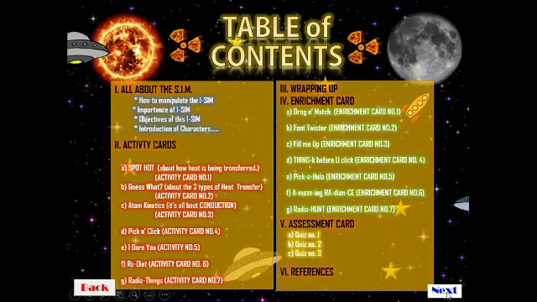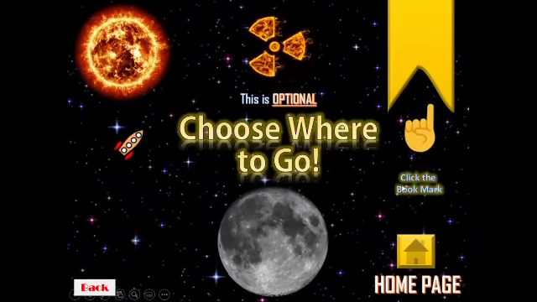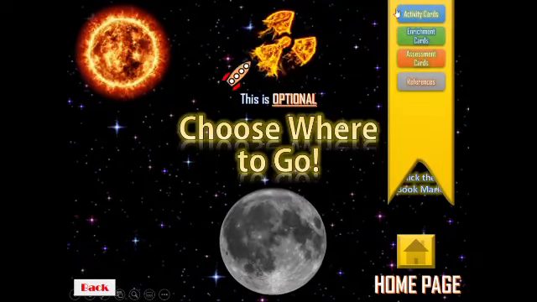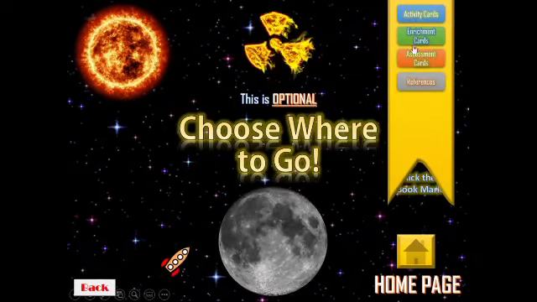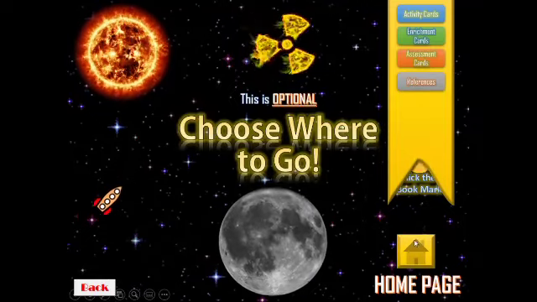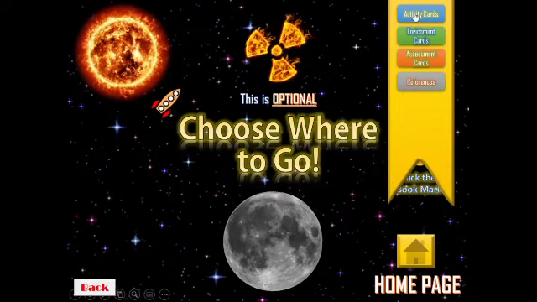And next, we have the table of contents. At this point, this is very optional. It's like a bookmark that you can click, and then you can choose whatever cards you want to go to, or the different castles like the activity cards, enrichment, and assessment cards. So it depends upon you if you're going to use this home page.